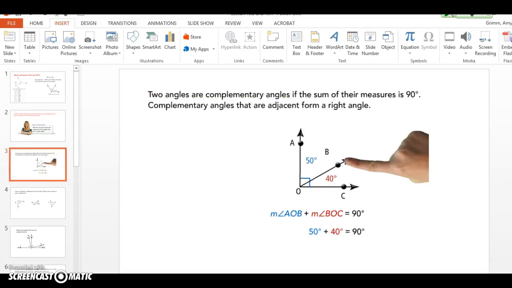So first definition is complementary. Complementary means that you have two angles that add up to 90 degrees. That is it. Now specifically, we can talk about things that are complementary and adjacent. Angles that are adjacent are the ones that are right next to each other. So this one is adjacent to this one, and it's also complementary. It's just putting both terms together from the last 2 days.